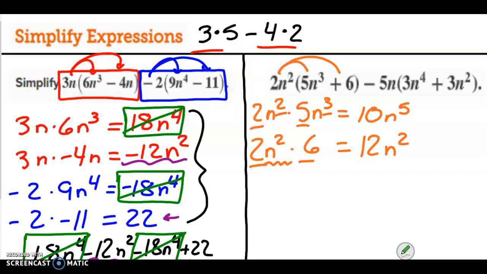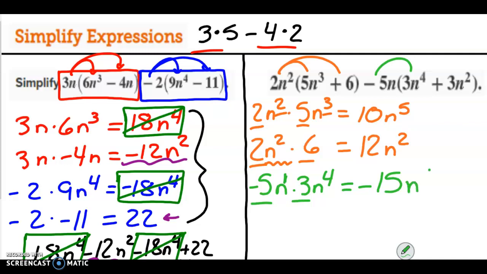Okay. Then the next one, we got negative 5n times a 3n to the fourth. Negative 5 times a positive 3 is negative 15. And then a single n, remember, there technically is an exponent of 1, times n to the fourth. There are 5 total n's there, n to the fifth. And negative 5n times 3n squared. Negative 5 times a positive 3 is going to be negative 15. And then n to the first times n to the second is n cubed at the end.